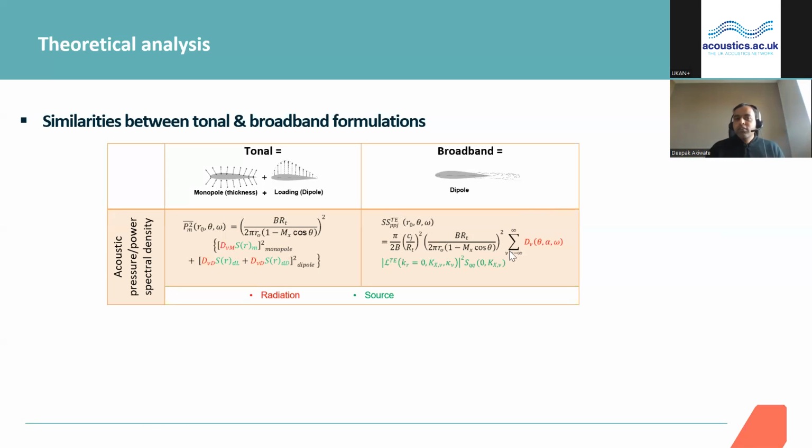So in conclusion, tonal noise occurs at the discrete blade passing frequency, and only a single mode contributes to the tonal noise at a particular blade passing frequency. But for broadband noise, at a particular frequency, there are contributions from numerous modes which are being excited.